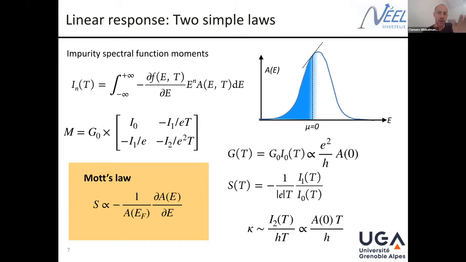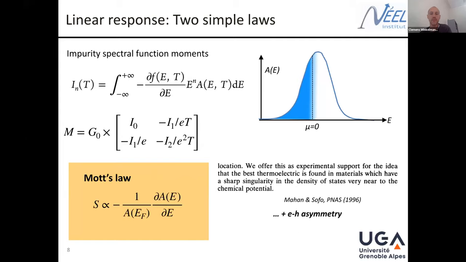And well, I won't have time to go into the way this is calculated in the linear response regime, but there are a couple of messages that are important, I think. So first of all, the electrical conductance is probing at low temperatures the amplitude of the spectral function of this object connecting my two leads at the Fermi level at zero energy. Whereas the thermal power is sensitive not to the amplitude, but to the slope of this spectral function. And this is giving rise to what we know to be Mott's law. You can also write this as a logarithmic derivative. But the main message here is that we're probing the slope.